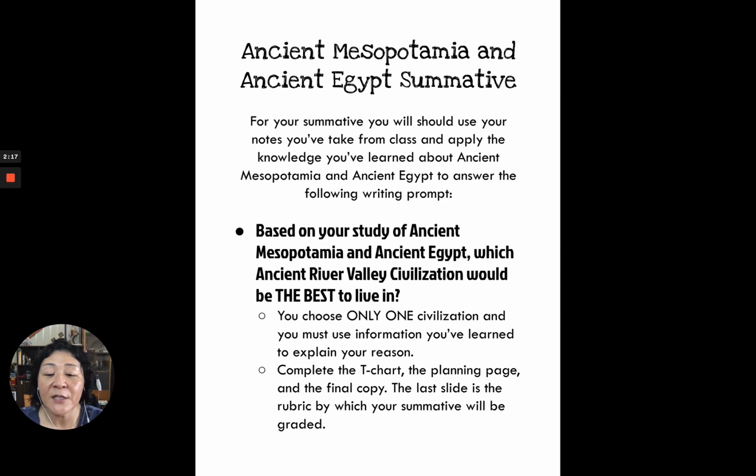In the rest of the slideshow, there's a T-chart you're going to need to fill out. And there's a planning page. And then you will type out the final copy. And the last slide, which is the fifth slide, is the rubric by which your summative will be graded. Okay, so I'm going to go over each slide.